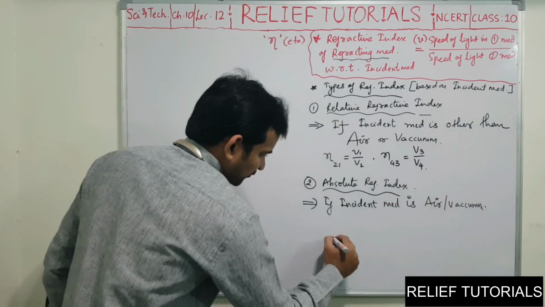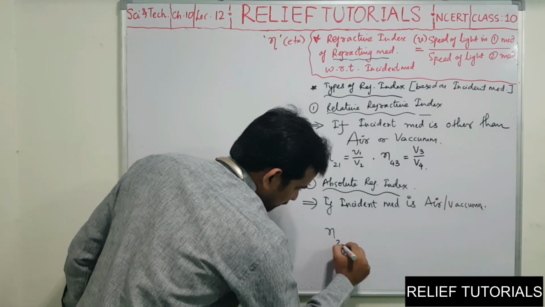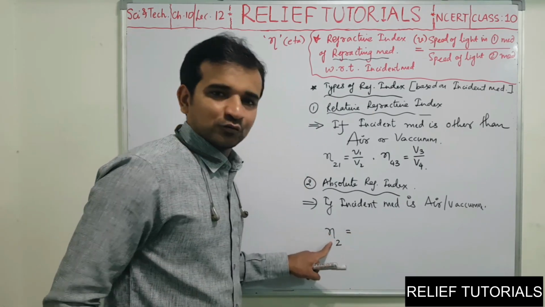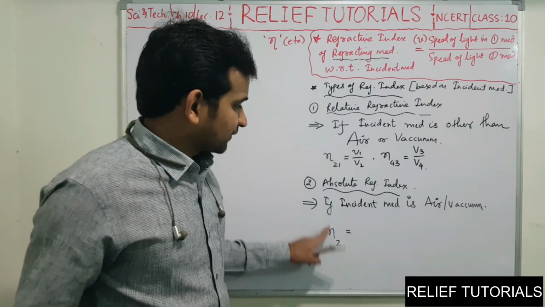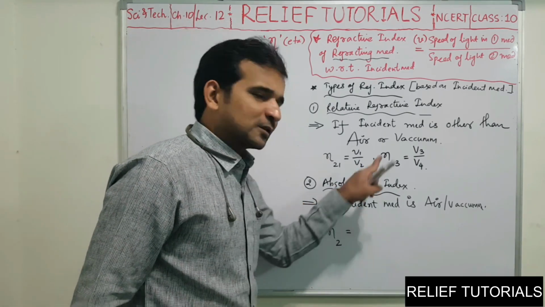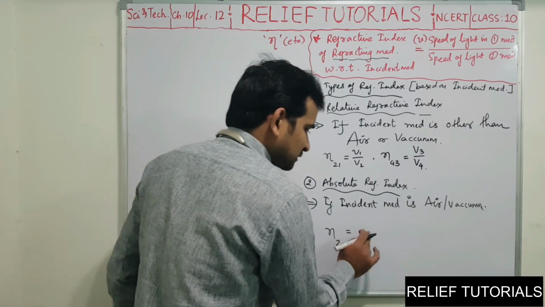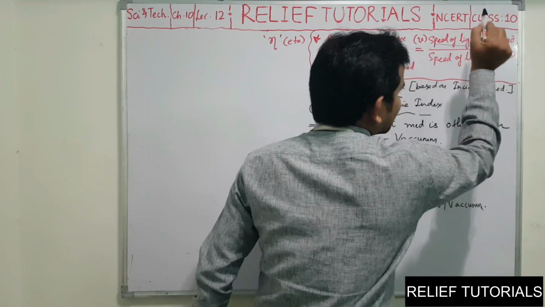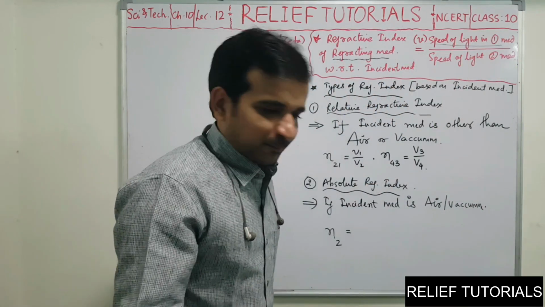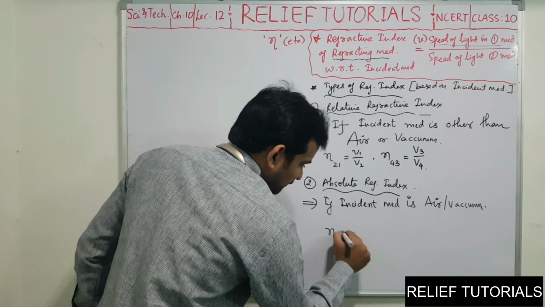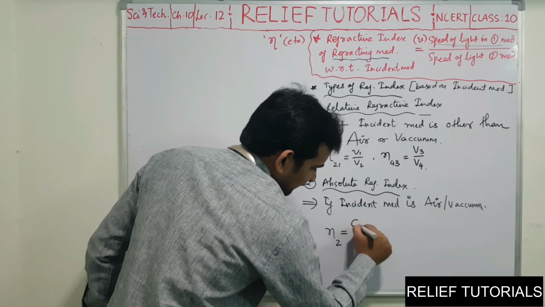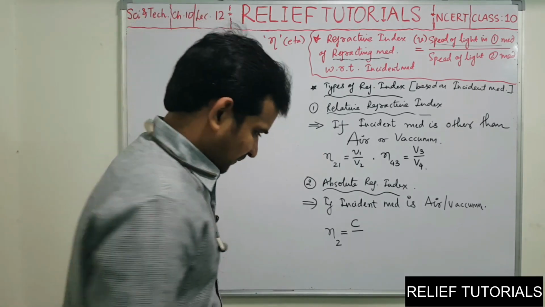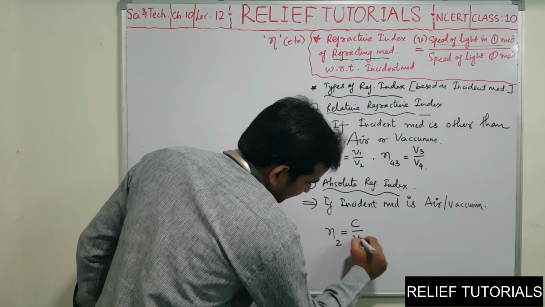If I ask you the formula of eta 2, this symbol itself represents that this is the absolute refractive index. When the refractive index is absolute, the incident medium is fixed, and the numerator in this formula is always C, because the speed of light in air or vacuum is always C. So in the formula of absolute refractive index, the numerator is always C. C means 3 into 10 raised to 8 meter per second. So C upon the speed of light in medium 2.